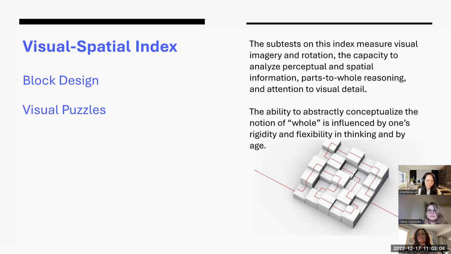So the ability to abstractly conceptualize a whole is again influenced by the age of a child, and also the rigidity and flexibility in thinking of a child. So in block design, the student has a design in front of them. It's two-dimensional. They're given blocks, and they have to imitate the design that they're seeing on the stimulus booklet, or when you use iPads, on the iPad.